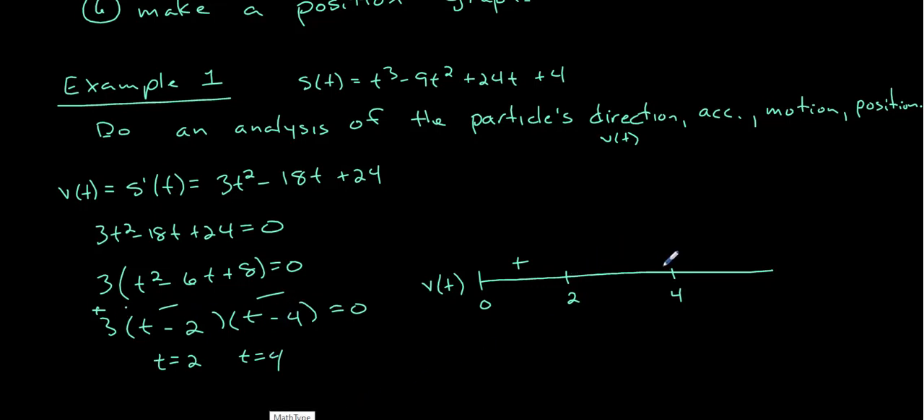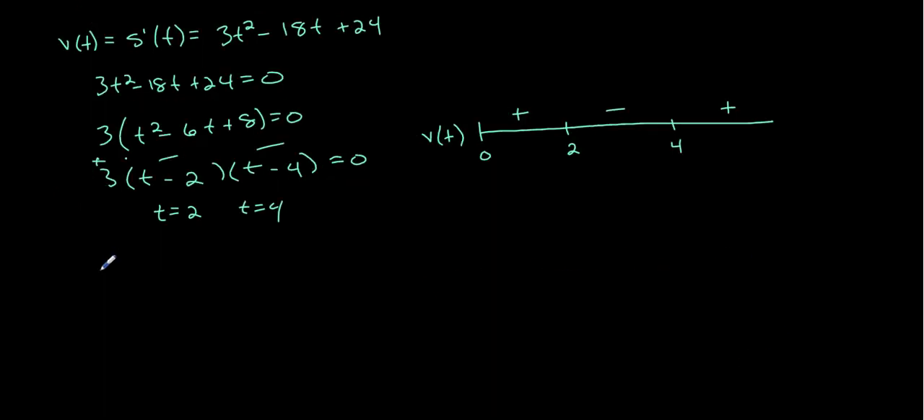How about pick a value between 2 and 4? 3? Okay. When t equals 3, we get positive times negative times positive, so positive times negative is negative. There we go. We're analyzing the direction. How about after 4? Positive. So does this object change direction twice? Yeah, because V of t equals 0 and V of t changes signs from positive to negative and from negative to positive.